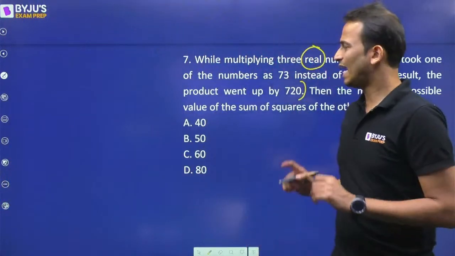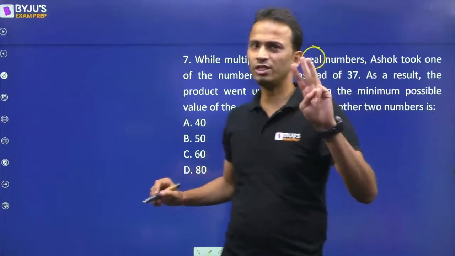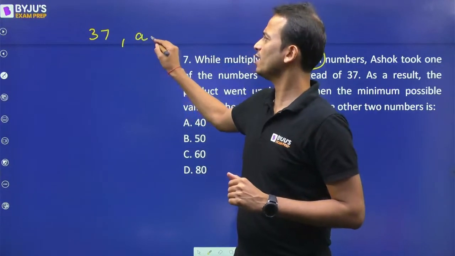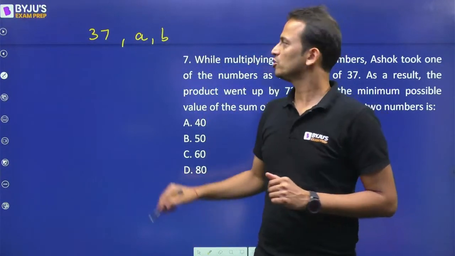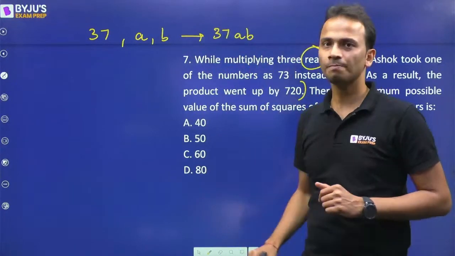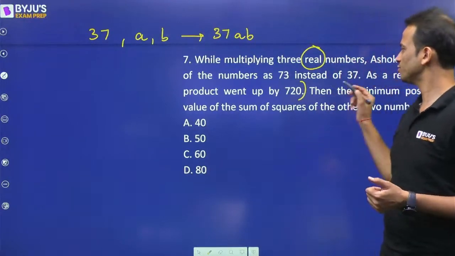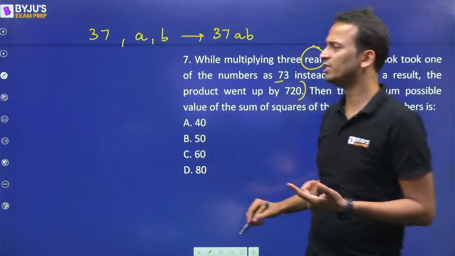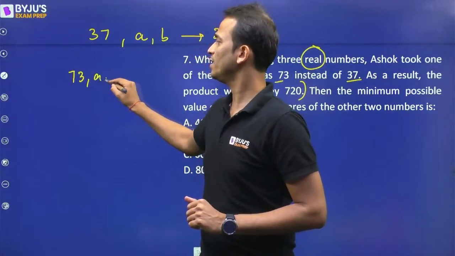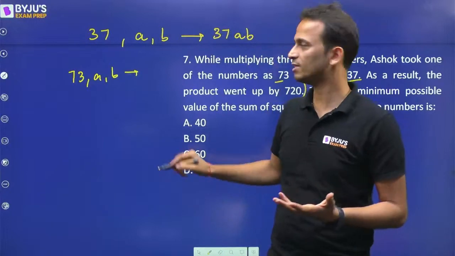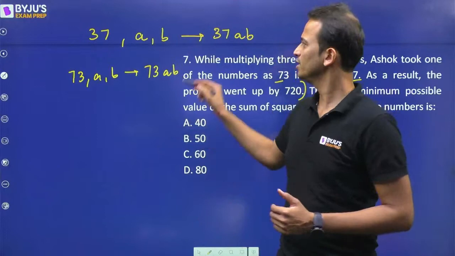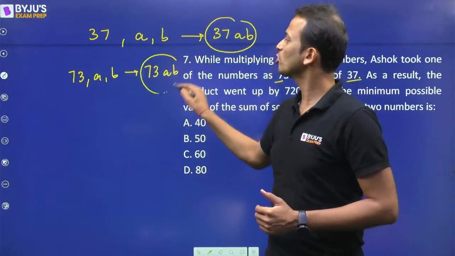So actually में numbers क्या होने चाहिए थे? There are 3 numbers. So one of the numbers is 37. Let's say the other 2 numbers are A and B. Okay, so the actual product should have been 37 into A into B. But what Ashok has done is, instead of 37, he has taken one of the numbers as 73. The others are normal. So he has taken 73, A and B, and his product that he has calculated must be 73 into AB. Okay, so earlier the product was this, now the product is this.